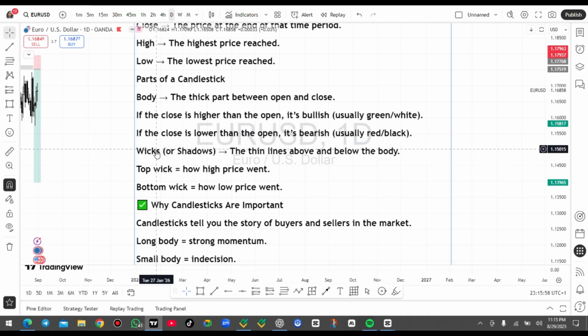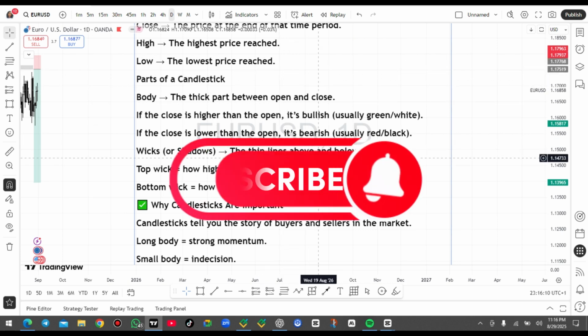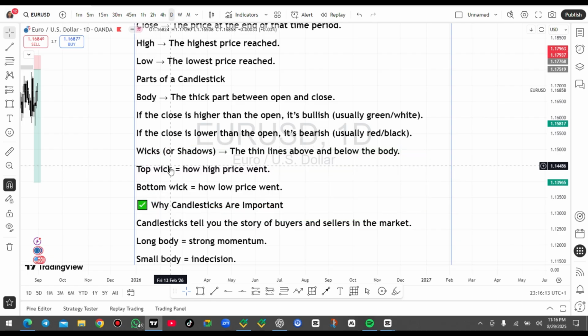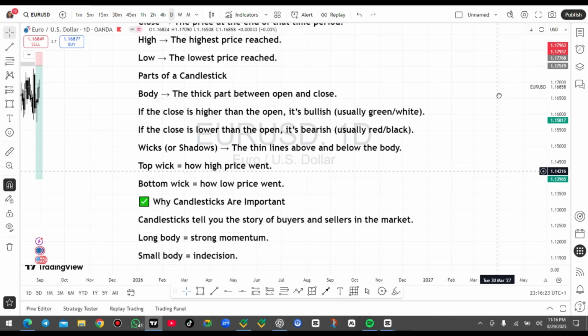Now, like I explained to you, the wick or shadow is the thin line above and below the body, which is the line I showed you. That thin line, we call it wick or shadow. Now we have the top wick and the bottom wick. The higher price it went is the top wick, and the lower price it went is the bottom wick.